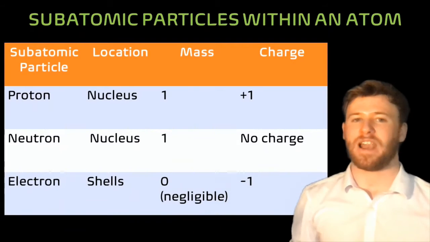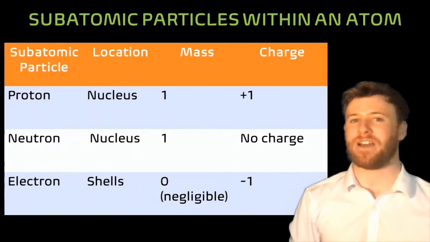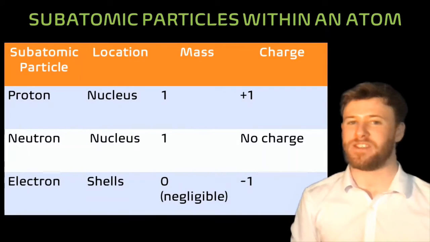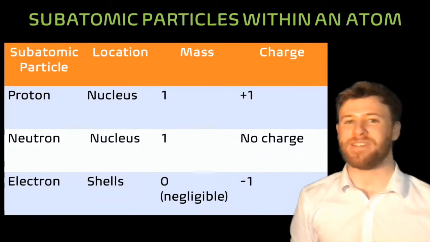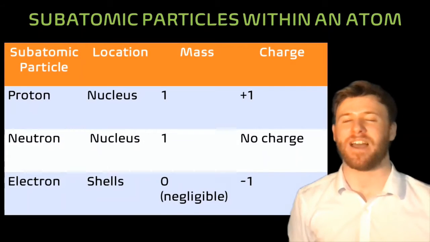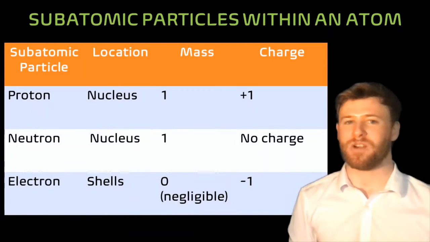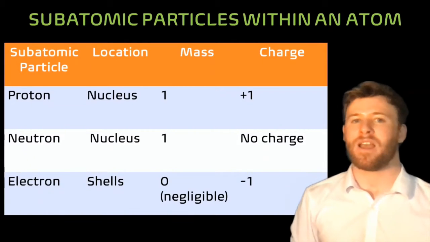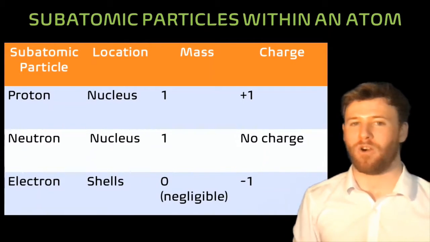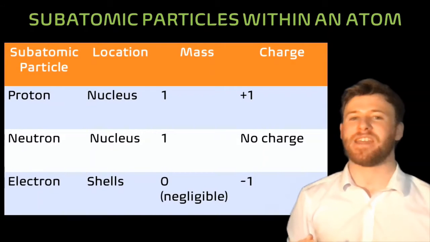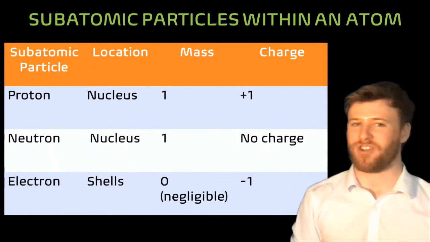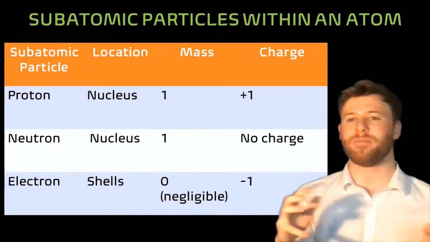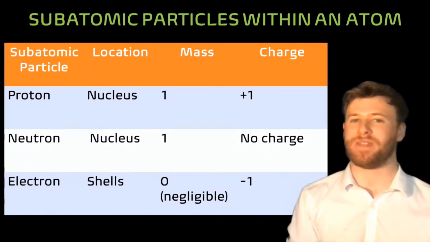The last one, electrons, they're not found in the nucleus, they're found in the shells orbiting around the nucleus. They have a mass of about 0 or a negligible mass, meaning that their mass is so small compared to protons and neutrons, we can just say it is 0, very, very small. They've got a charge of -1. And the reason for that is they need to balance out the positive charge of the protons. So the atom overall, when it's in its element form in the periodic table, needs to be neutral overall.